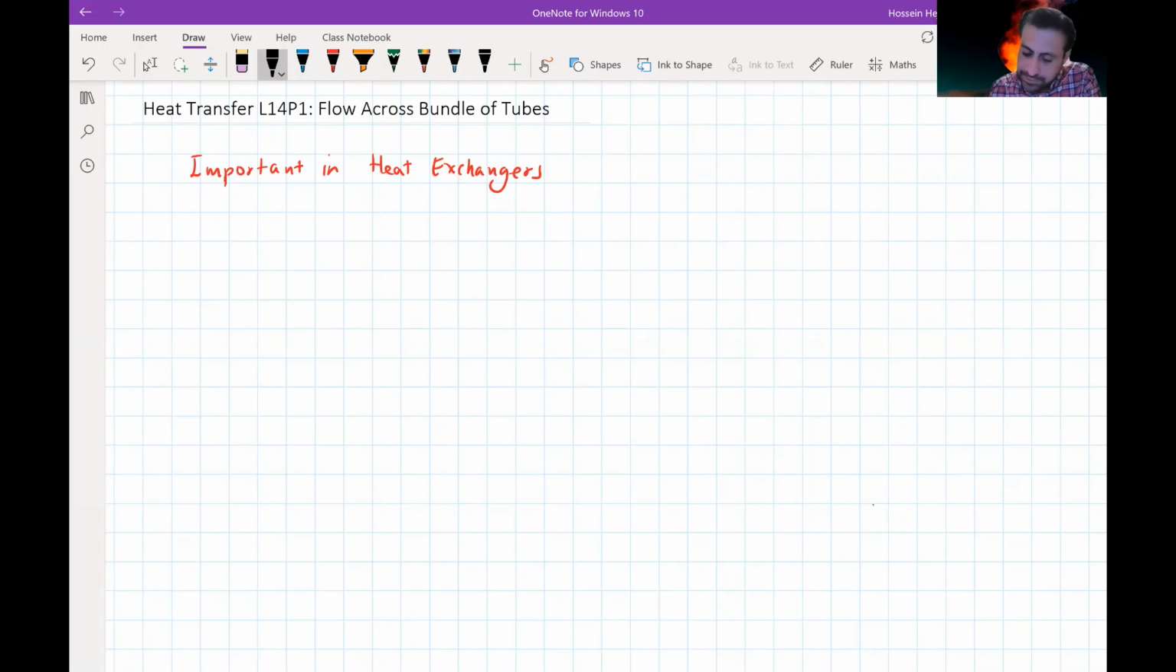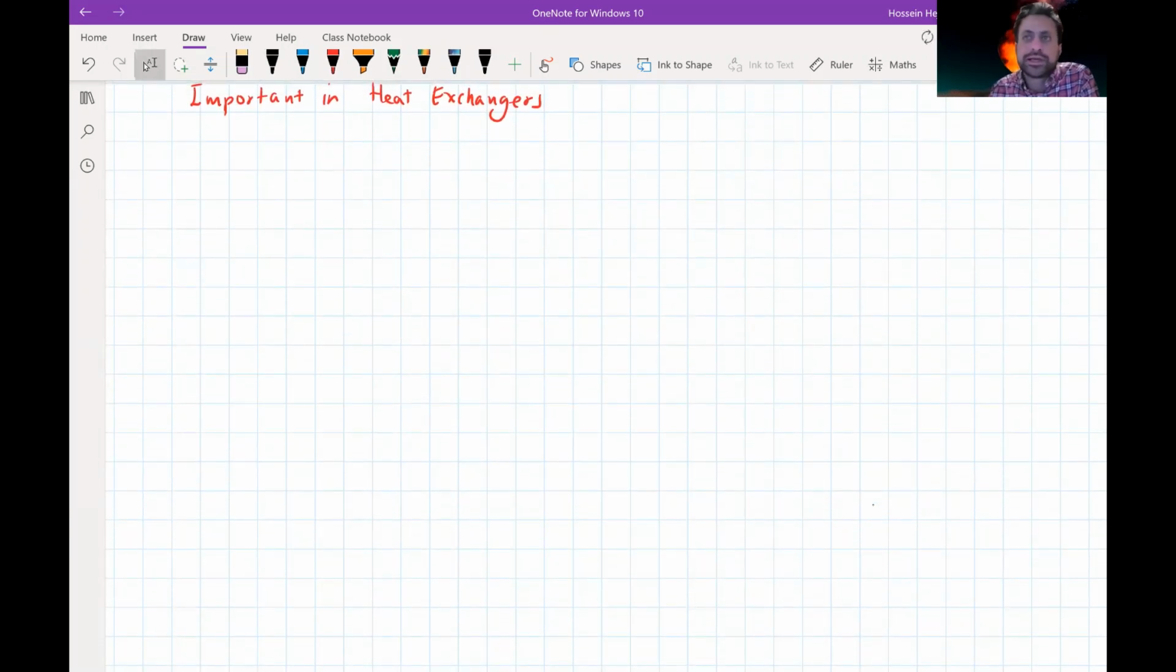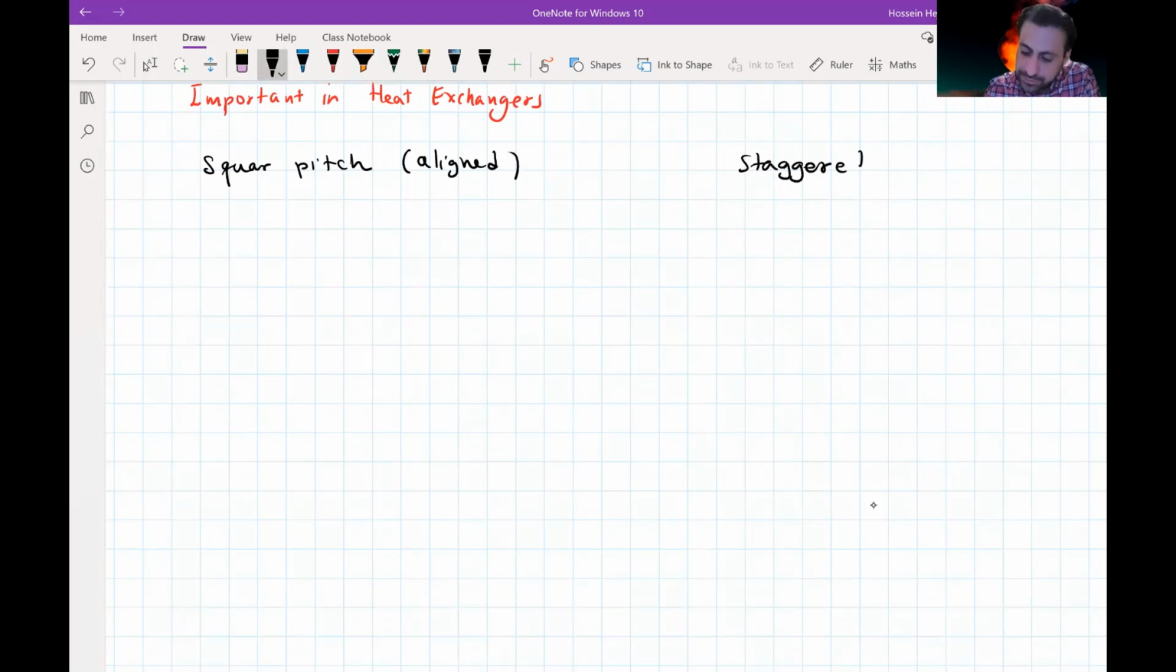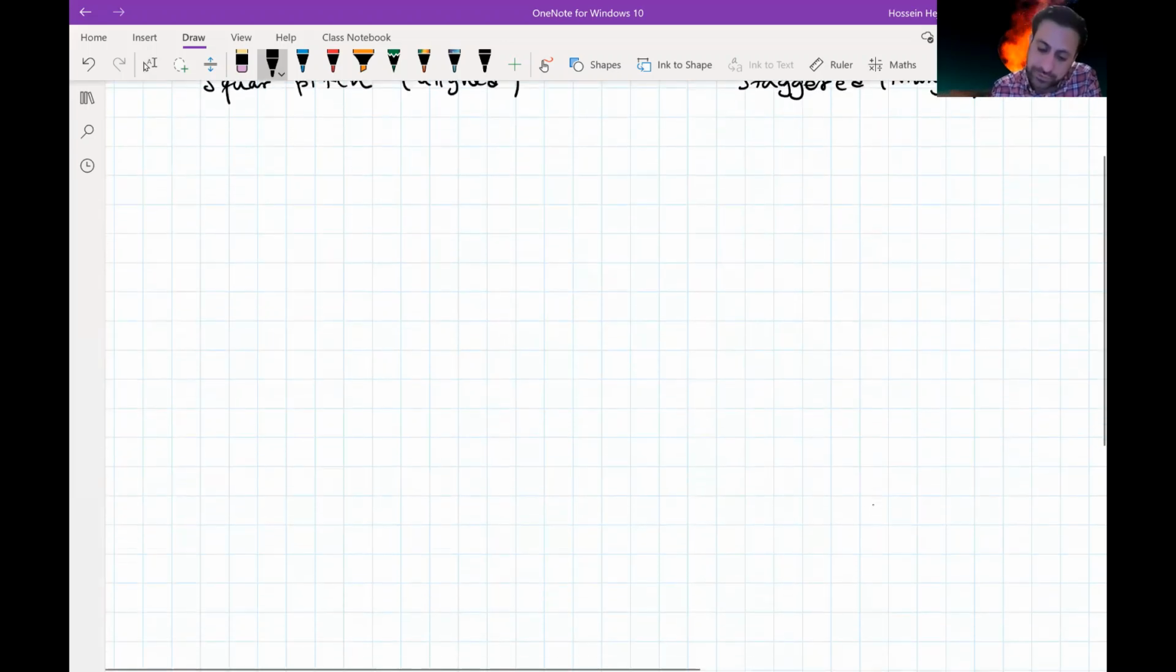So there could be different configurations of tubes. They can be aligned as a square pitch, where the tubes are aligned, or we can have a staggered tube or triangle configuration pitch. So for this square one, just schematically, these are the tubes.